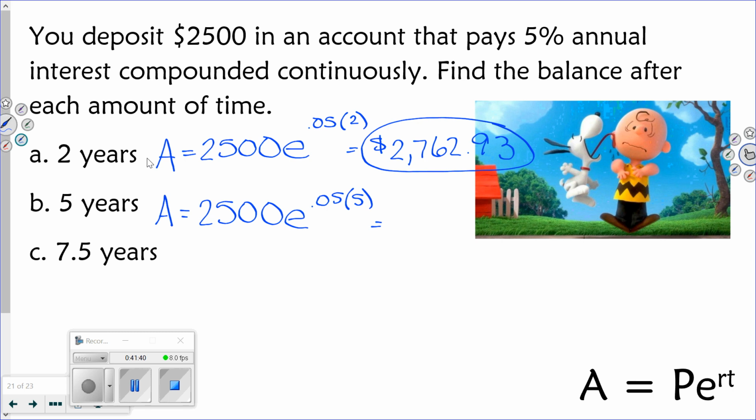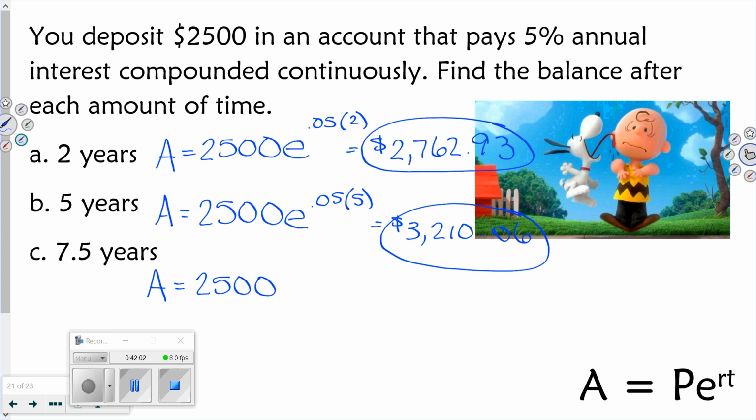Should have asked me a long time ago. So this one will be $3,210.06. Did you get it to work? Try it on the last one. And then for 7.5 years, so just arrow up, highlight your equation, hit enter, and then you can arrow in and change the 5 to a 7.5.